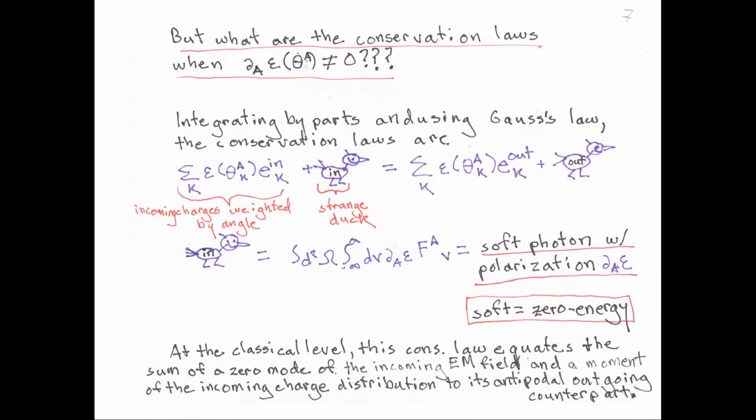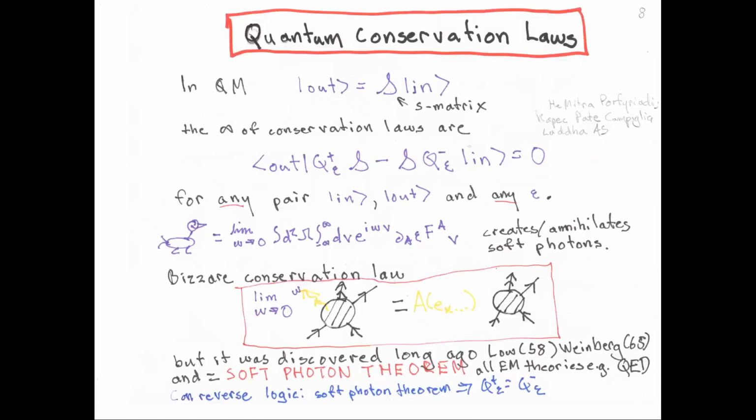But we see here that the electromagnetic part involved an integral over all advanced time. So when we promote that to an operator, it's going to be a soft photon, and its polarization is going to be the derivative of this function that we chose. Now in quantum mechanics, we put that back in, and again we work it all out, and we find that this conservation law that we just derived from the antipodal matching is, again, the soft photon theorem. And again, we can reverse the logic and get the antipodally matched charges starting from the soft photon theorem.